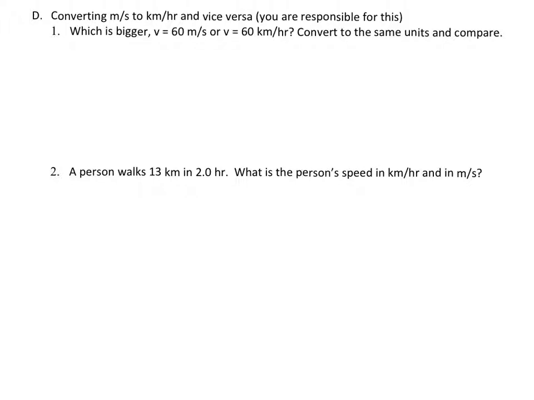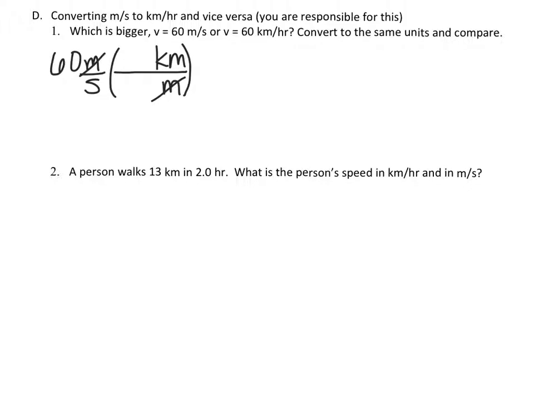Okay, so let's convert one of them and see how they actually compare. So I'm going to start with 60 meters per second and convert it to kilometers per hour. So what I would do is set up my parentheses. I want the meters here to cancel. So I'm going to put meters on the bottom, and I'm looking to convert to kilometers. So that means my kilometers are going to go on top, and that makes my units work out.